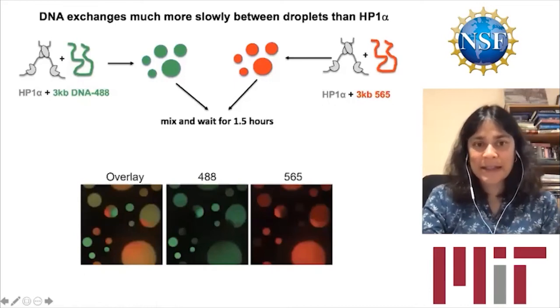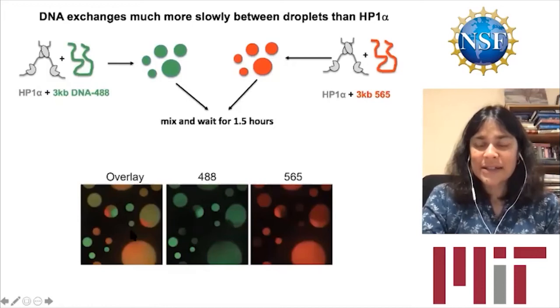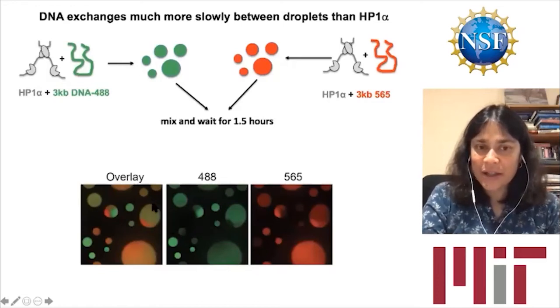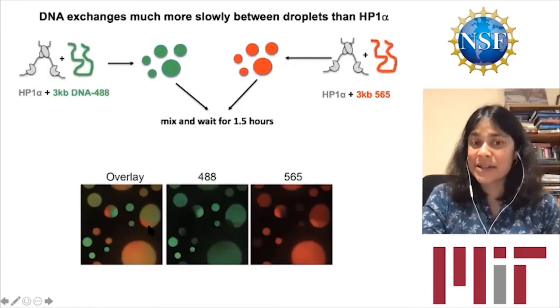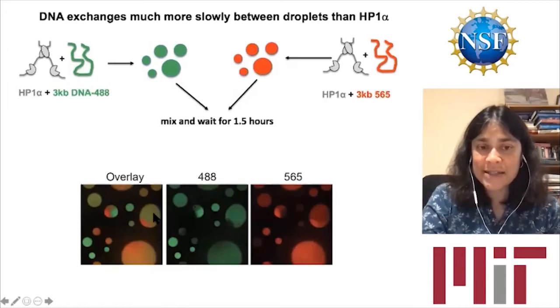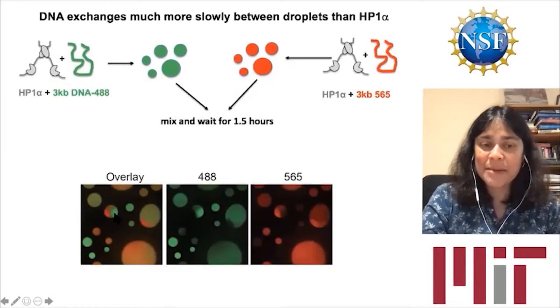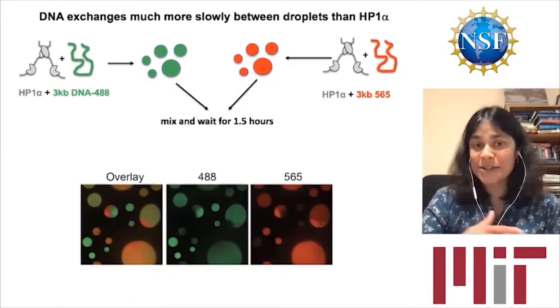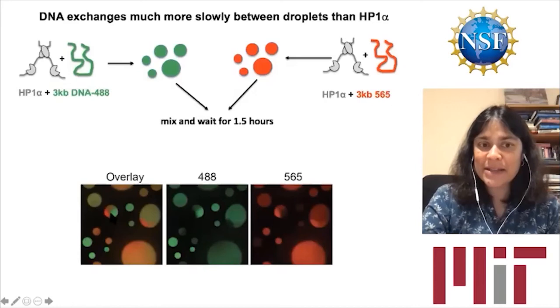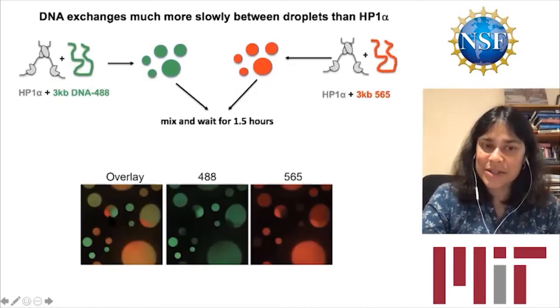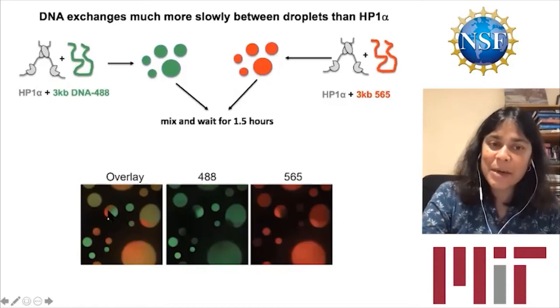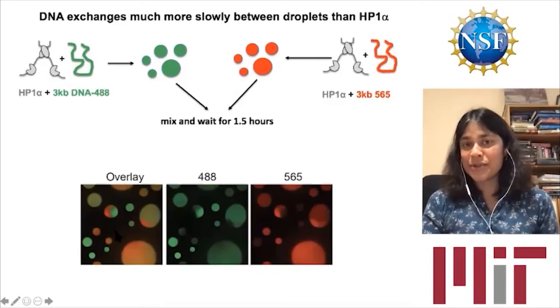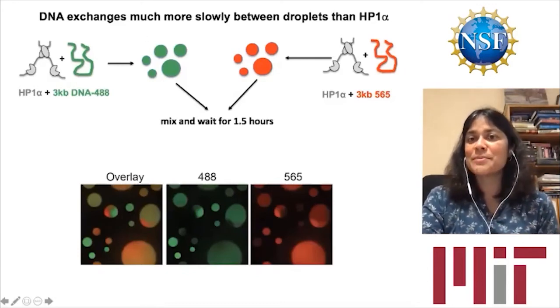And this is what she sees. Okay. This is after waiting for 1.5 hours. She sees that most droplets are either red or green, and even in the droplets that fuse, the DNA remains in its territories largely. And this is again on the order of several minutes and up to an hour and a half. Okay. So what she sees is that, for example, you can look here, this droplet has been formed by the fusion of a red droplet and a green droplet. Okay. We know from the previous experiment that HP1 molecules have rapidly exchanged, yet the DNA remains in its territory. The red DNA remains in one territory and the green DNA remains in the other. There's a very low amount of mixing here, but nothing compared to the yellow that I showed you in the previous experiment. So DNA exchanges much more slowly between droplets than HP1 alpha.